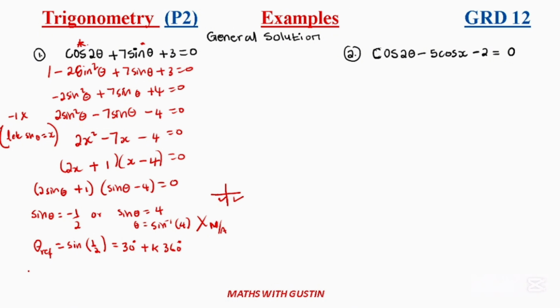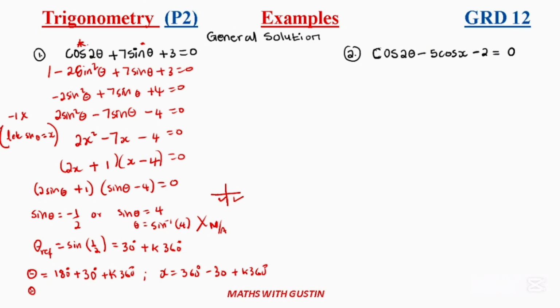So therefore you are going to come here and say, okay, our actual angle will have to be, in the third quadrant, 180 plus the reference angle, which is 30 in this case, plus k 360. This is on the third quadrant. And on the fourth quadrant we have 360 minus the reference angle, which is 30, plus k 360.